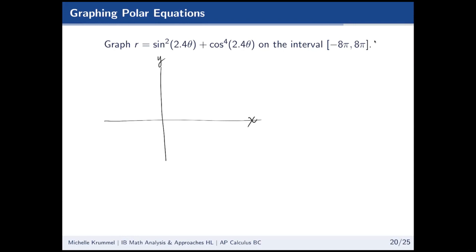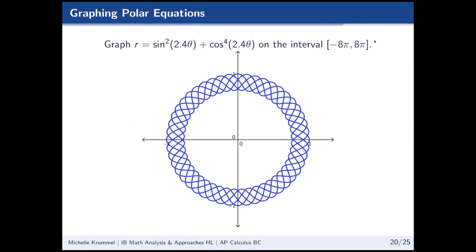Okay, so pause here so I don't spoil the graph for you. I want you to try graphing it on your calculator and see what you get. Make sure that your theta values are going from negative 8 pi to positive 8 pi. Okay, now you should be seeing something like this. Now I know that your graphing calculator doesn't have a square window, so you can square it up by adjusting your window settings. You can try zoom square and see if that works as well.